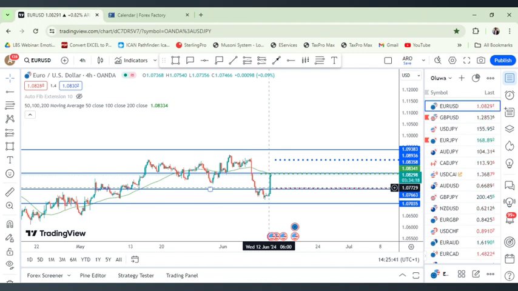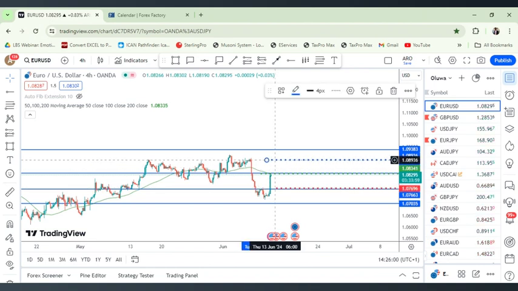But before then, if buyers did not come in, it shows that the market is going to go in that downward direction. So that's what we are going to trade today.